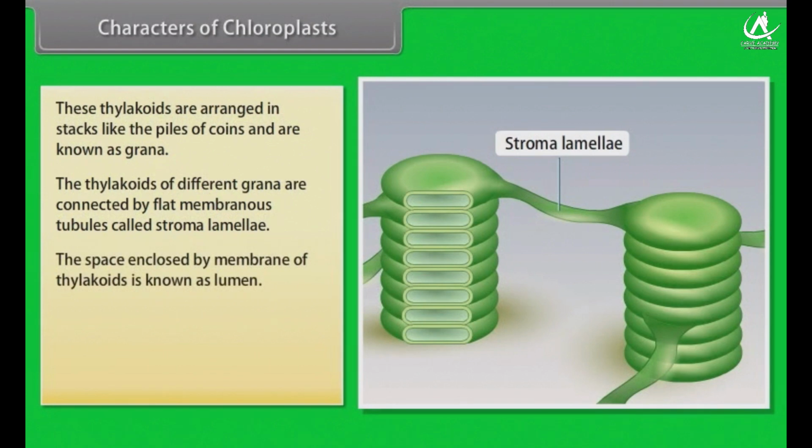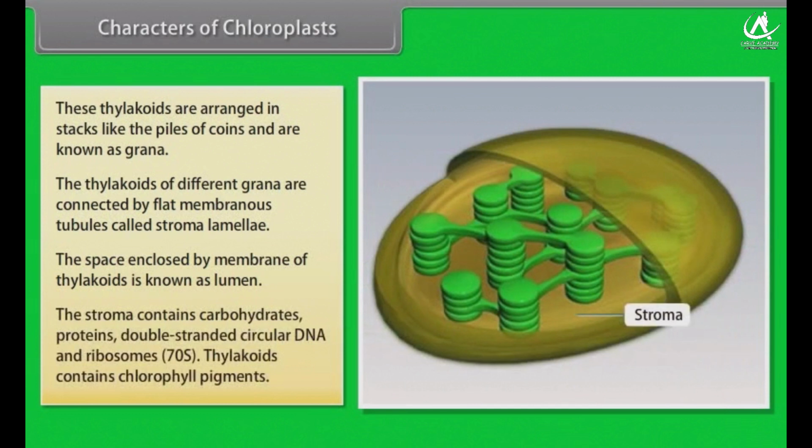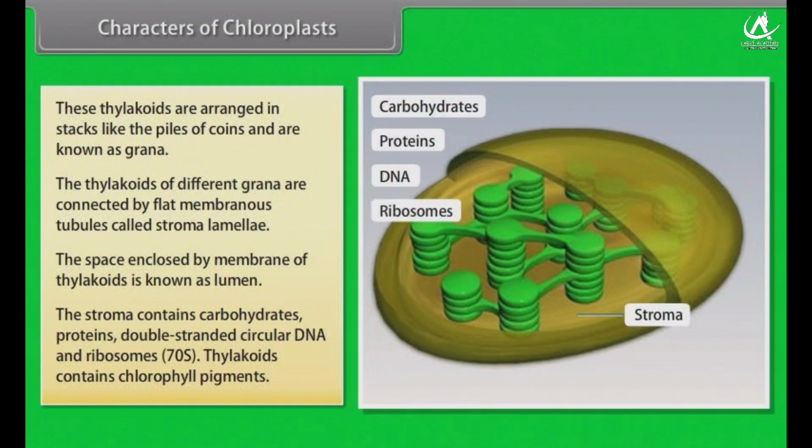The space enclosed by membrane of thylakoids is known as lumen. The stroma contains carbohydrates, proteins, double-stranded circular DNA, and ribosomes 70S. Thylakoids contain chlorophyll pigments as well.